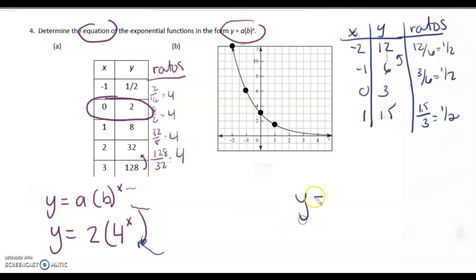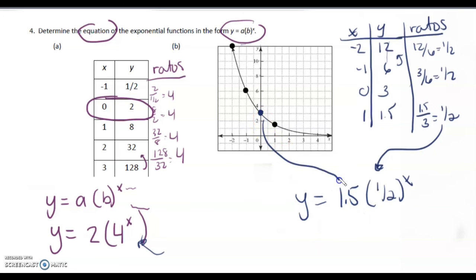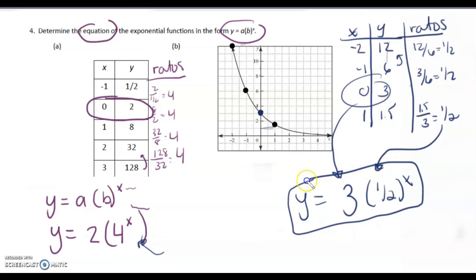So we're going to have y equals some number times 1/2 to the x. This is our base. Now, our y-intercept, I keep saying x-intercept, is 1.5, so we can put that right here. Oh, I'm sorry, 3. I double checked right here, and then I realized that it was wrong. So good double check there. y equals 3 times 1/2 to the x.